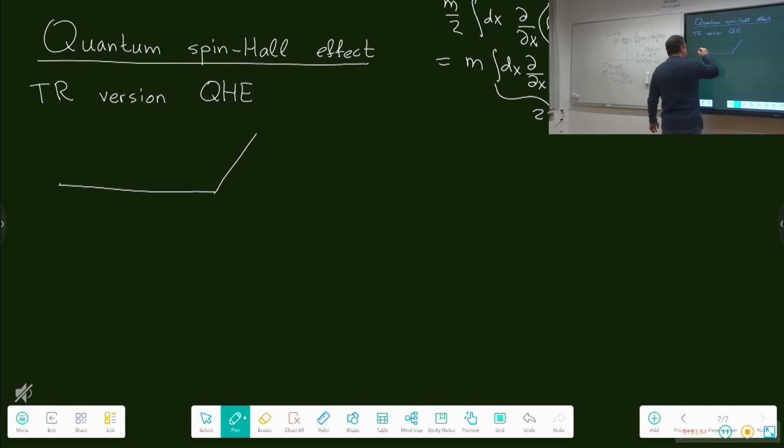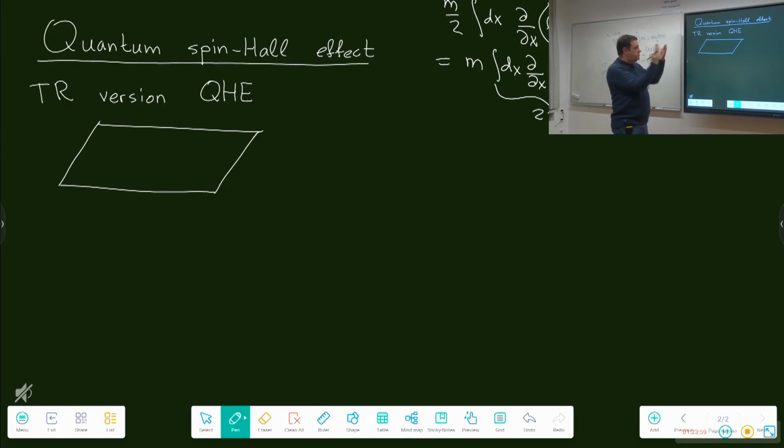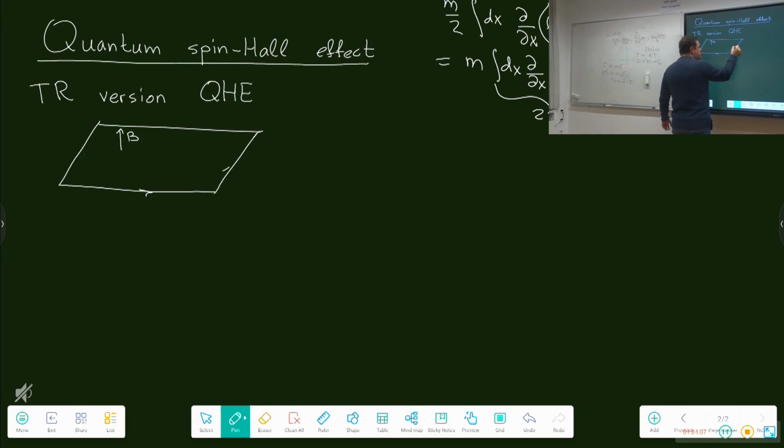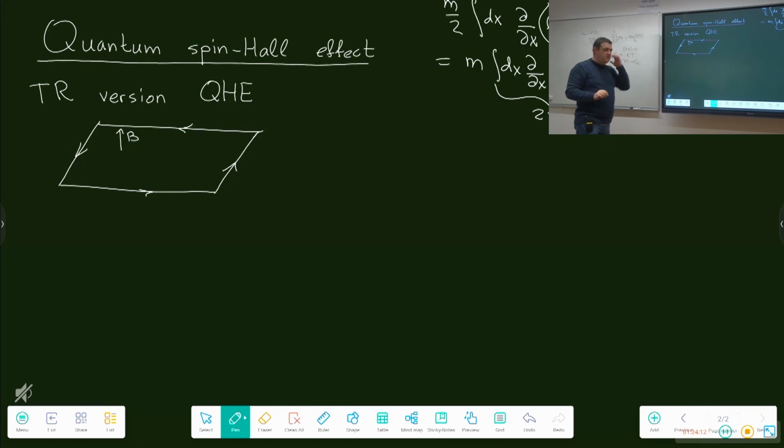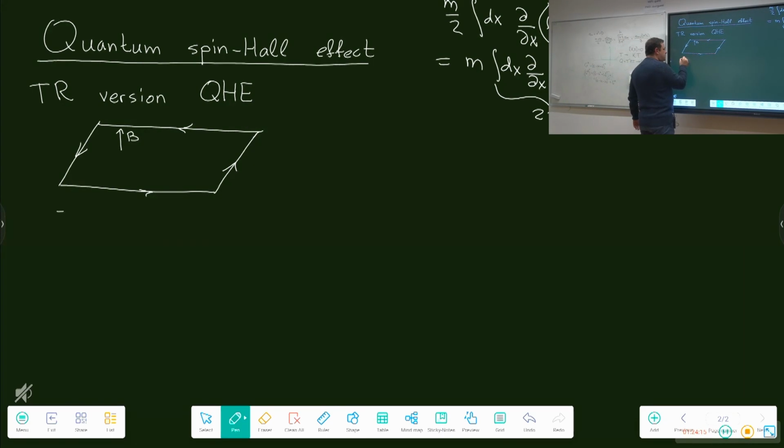So what people invented is the following thing. Just imagine this is our sample. It's still rectangular, we just look at it from a side. There is some magnetic field, and there are some edge modes that propagate along the boundary. This is a quantum Hall effect. Imagine now I take a second sample, which is exactly the same, another two-dimensional electron gas, but there I will apply the opposite magnetic field. And it will have an edge mode that propagates in the opposite direction.